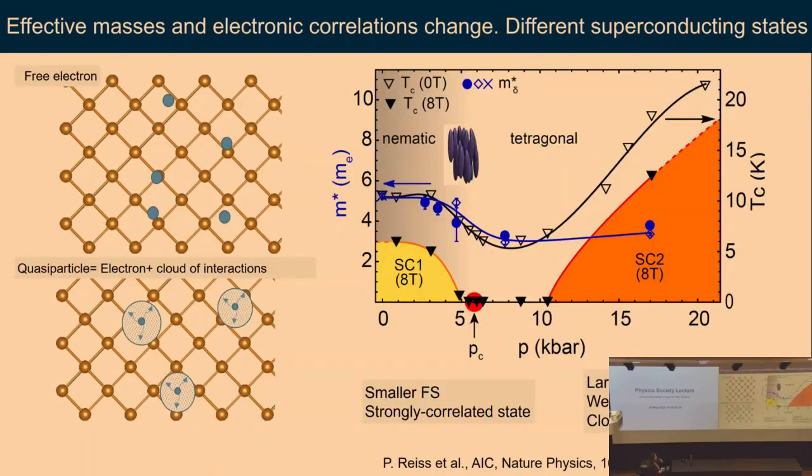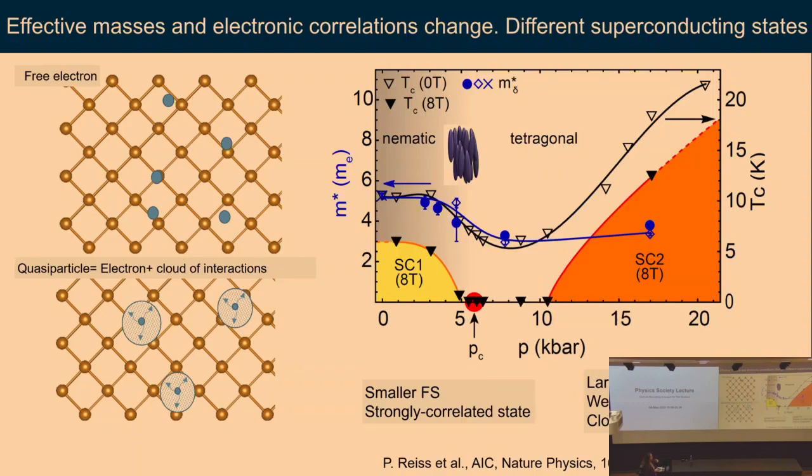So the summary of some of the findings we had for a system under pressure are here. This is the material where we suppress the nematic phase, and we went to higher pressure and we saw the superconductivity is enhanced. This is the dome of superconductivity in 8 Tesla. We call this superconducting 1, and this is the dome for the superconducting 2. And the blue dots are the effective masses that we extract from quantum oscillations.